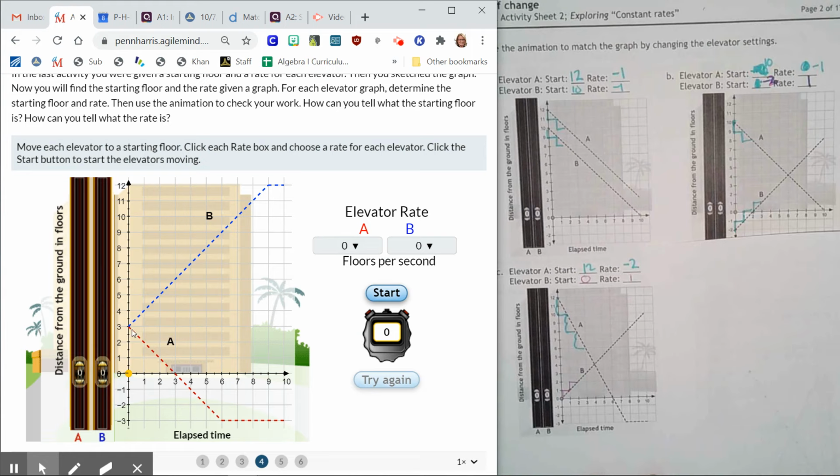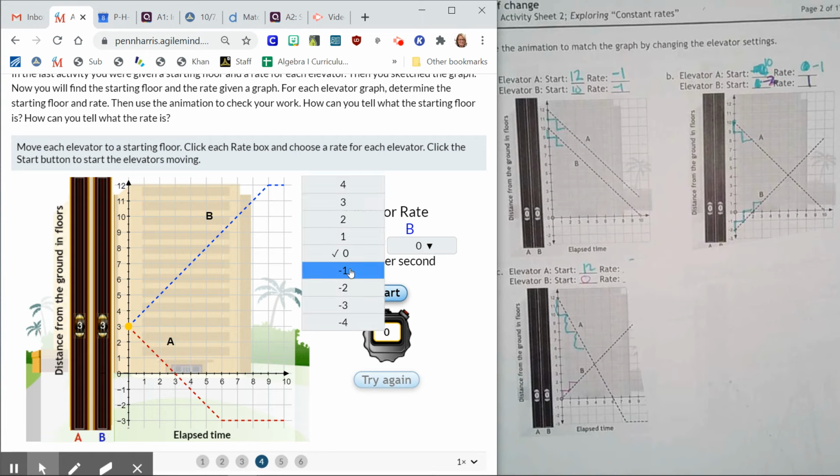So this time it looks like both of them start at floor 3. So I'm going to take both of them up to floor 3. And I'm going to look at my time here. A is red. So A is going to go down 1 over 1. So that's down 1, -1. B is going up 1 floor. So it's going to go up 1 over 1. So it's going to have a positive 1.